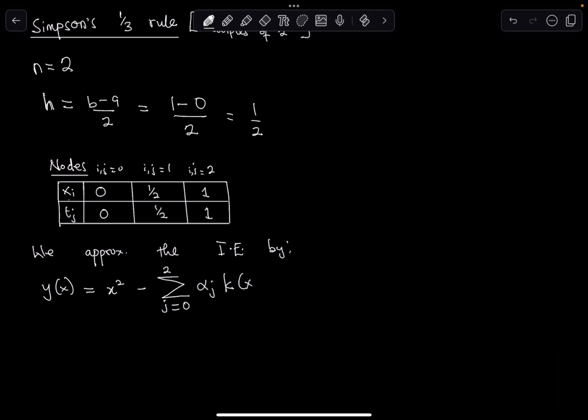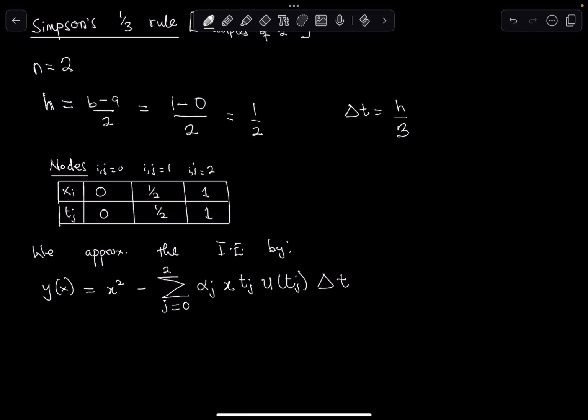K of x tj, which I already know, so let me just put that in here. k of xj is actually k of xt, which is actually xt. So this is going to be multiplied by x, and then tj because it's k of tj, right? And then I'm going to multiply this by u of tj, and then that is going to be multiplied by delta t. Mind you, your delta t in the Simpson's 1/3 rule is going to be h over 3.